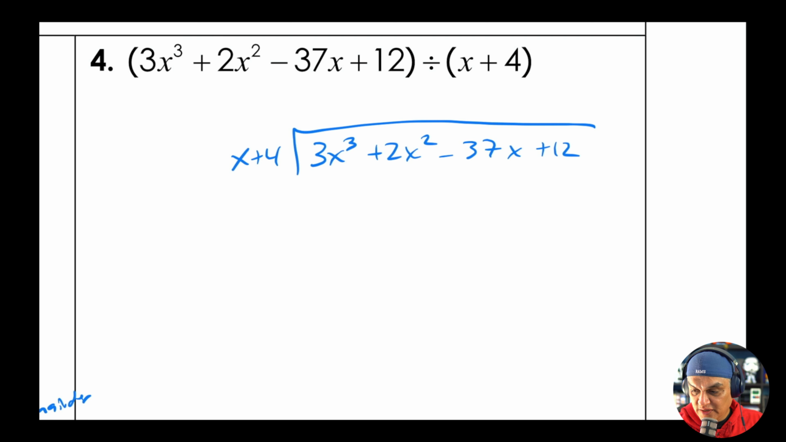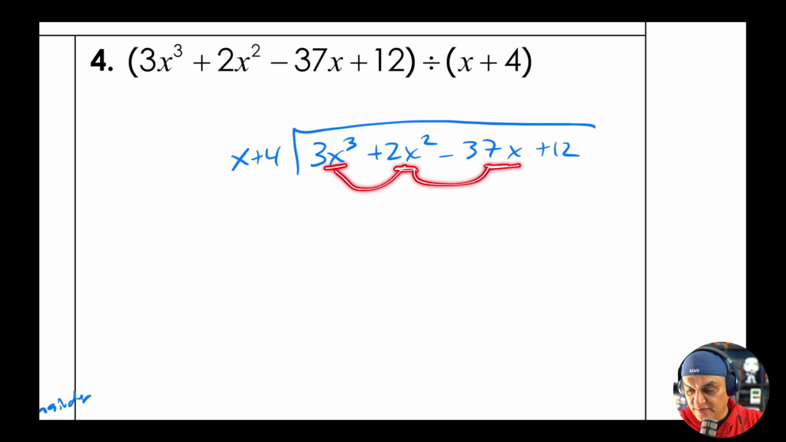Okay. First thing I want to do is make sure that I have everything represented here. Because if you don't have everything represented in descending order, it may mess you up. So you may have to put a placeholder in there. So if you look here, I have x to the third power, and then x to the second power, x to the first power, then the constant. Okay, so I have everything.